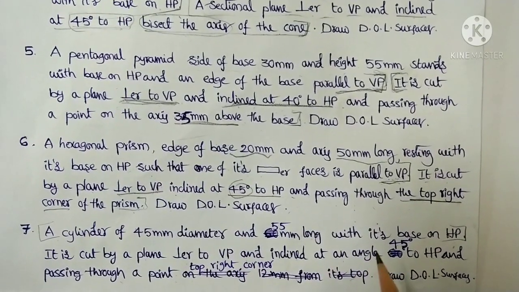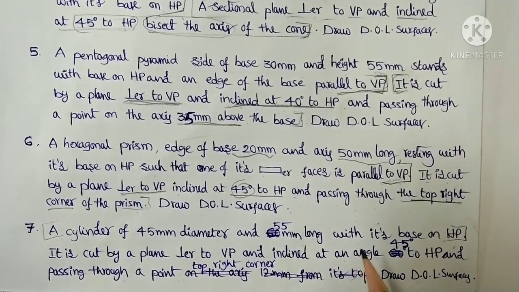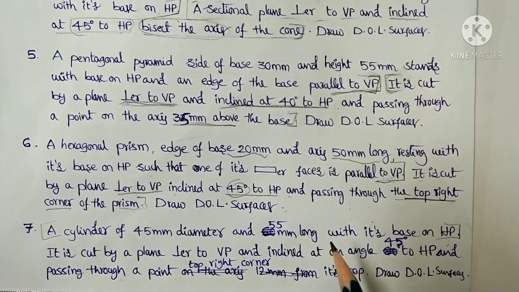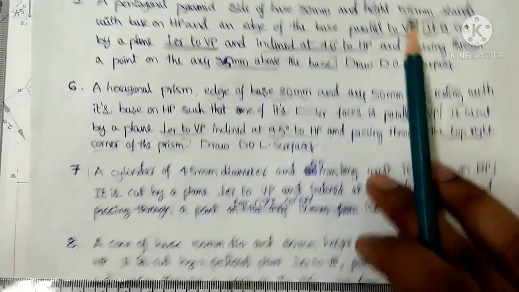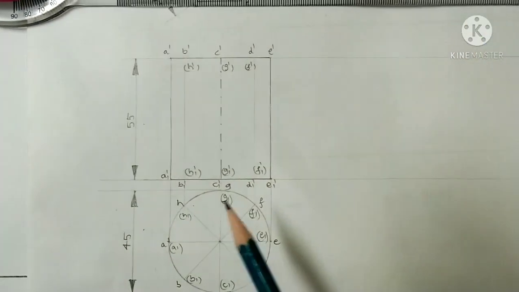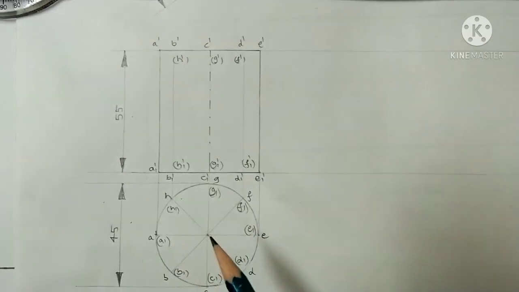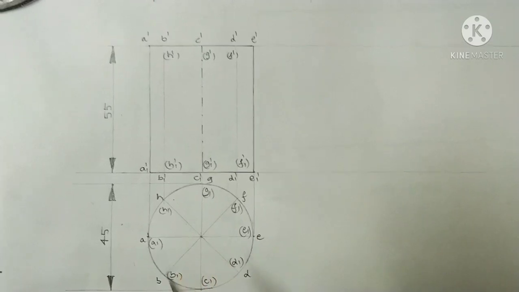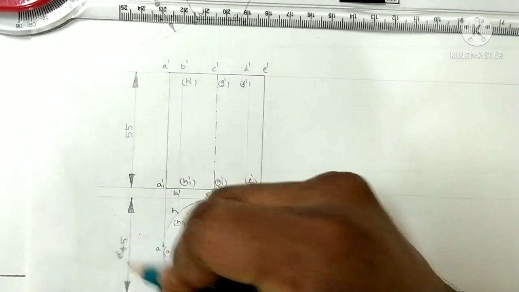Initially we complete the orthographic projections of the cylinder when it is located on the horizontal plane, that means axis perpendicular to the horizontal plane. In that case we will get the true shape of the circle in the top view. So we can construct the circle in the top view, that means below the reference line, with 22.5 mm radius, so that we get 45 mm diameter.